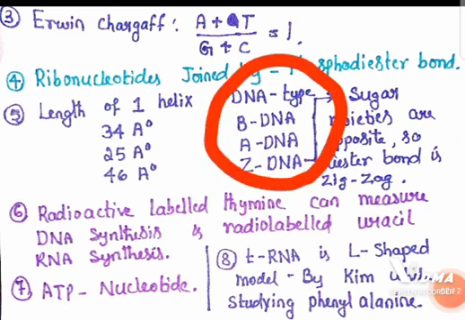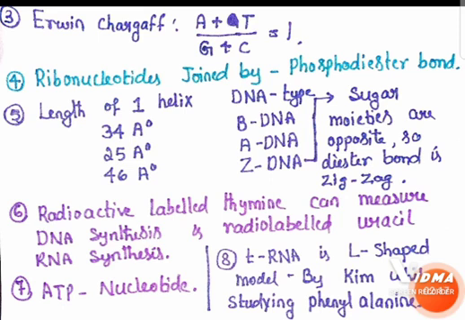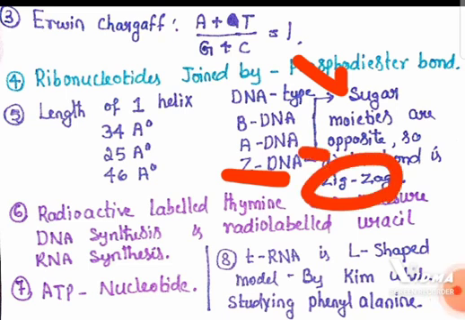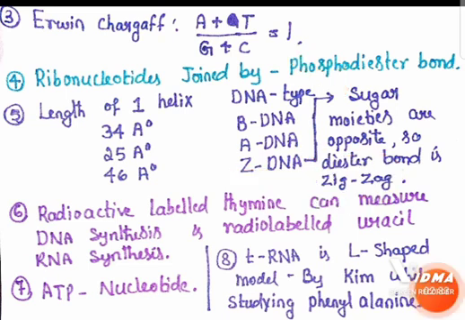These are the three types of DNA, B, A and Z, and the length of one helix turn in B-DNA is 34 Angstrom, A-DNA 25, and Z-DNA 46 Angstrom. In Z-DNA, the sugar moieties are opposite, so the phosphodiester backbone will be in zigzag form. To measure DNA synthesis, we can use radio labeled thymine, and to measure RNA synthesis, we can use radio labeled uracil. Remember that even ATP is a nucleotide.